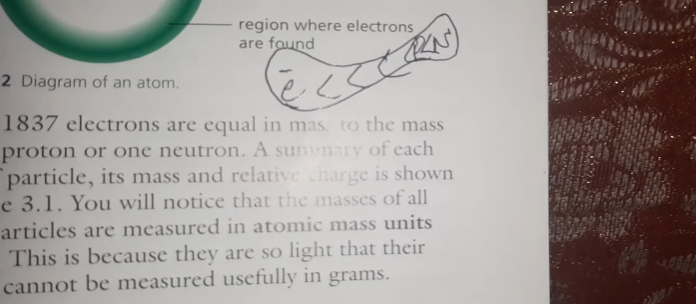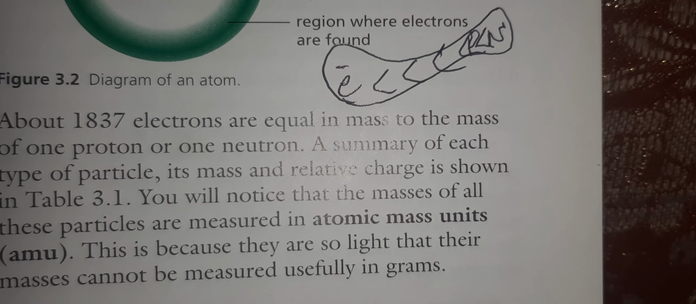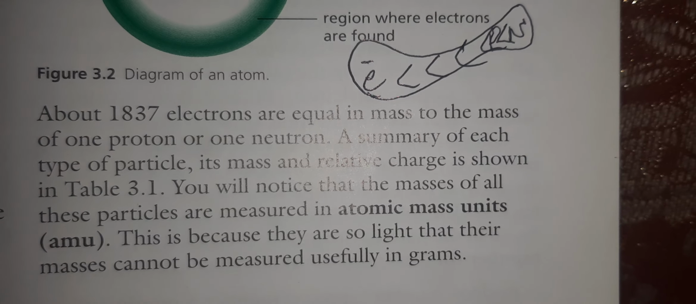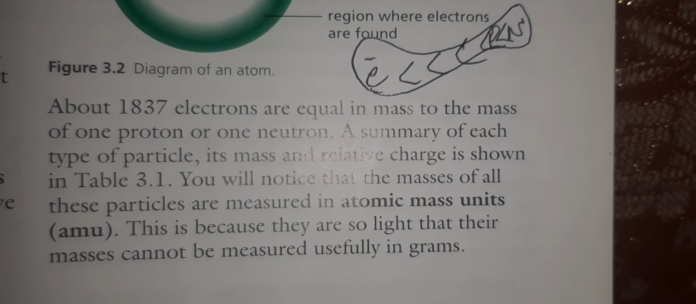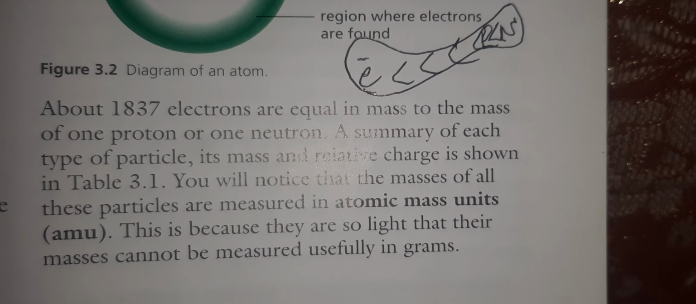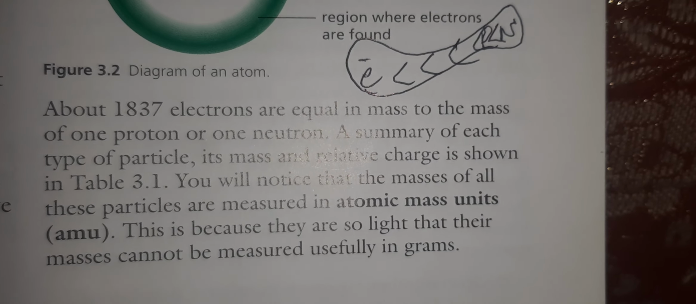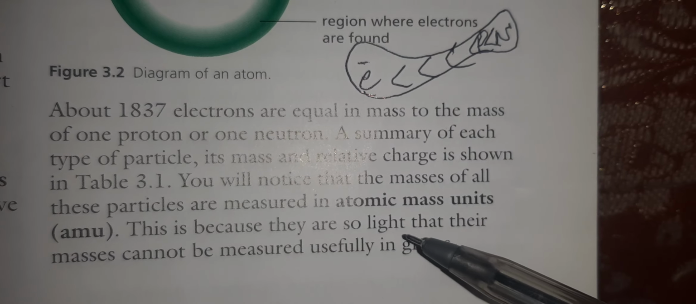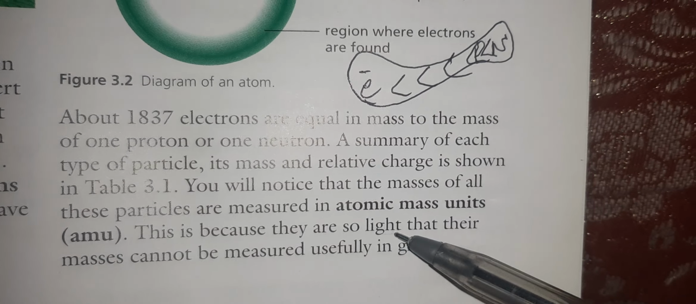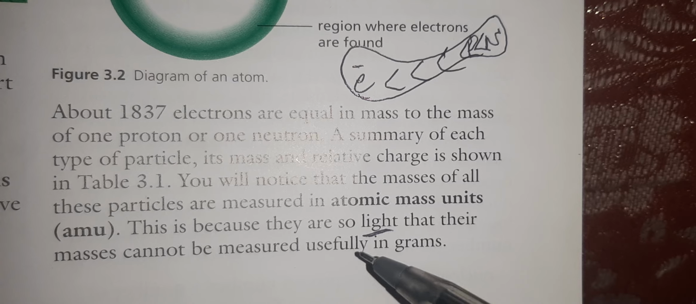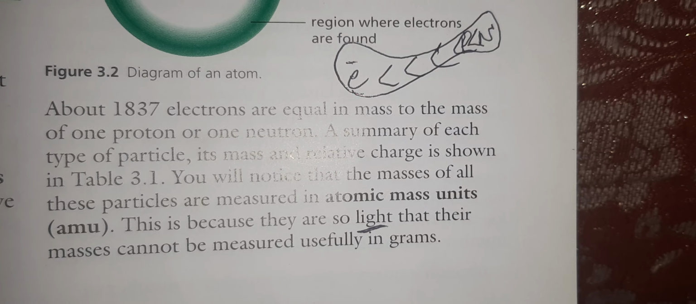A summary of each type of particle, their mass and relative charge is shown in table 3.1. You will notice that the masses of all these atomic particles are measured in atomic mass units, AMU. This is because they are very light, having very little weight, so their masses cannot usually be measured in grams.